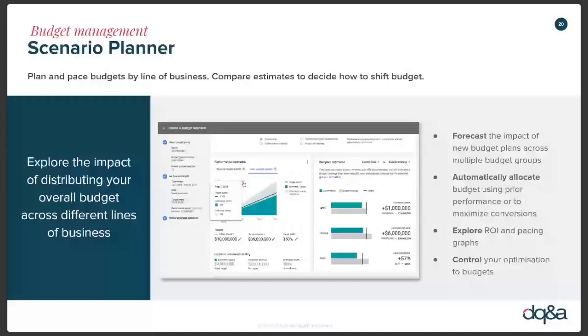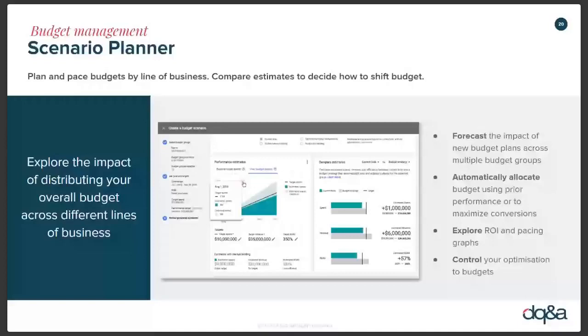You automatically can allocate your budget using prior performance or maximize conversions. Of course, you explore your ROI within graphs, and you have full control about your budget. So there's no more spent except what you actually say you want to spend.